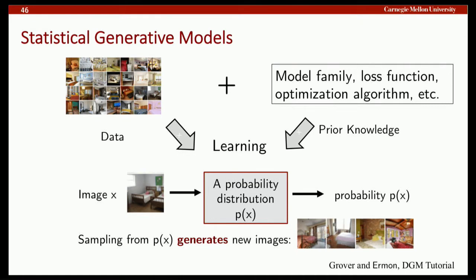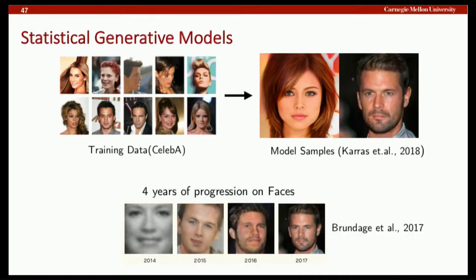And just to show you these statistical generative models, this is done using generative adversarial networks. You train on these images of celebrity faces, and this is what the model samples look like, which is remarkable, right? If you look at the 4 years of progression, when I was a grad student, these are the faces that we were generating. Now we can generate these kinds of faces, which is pretty remarkable.